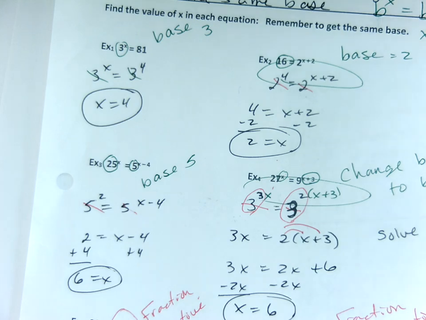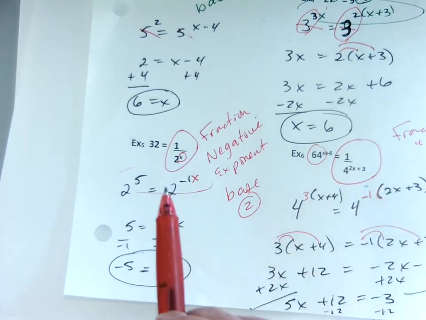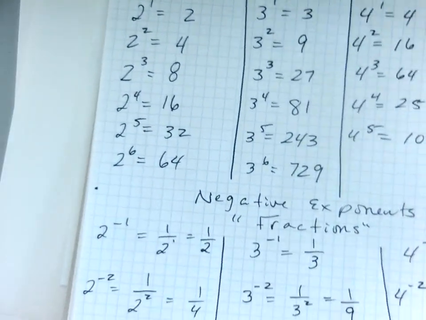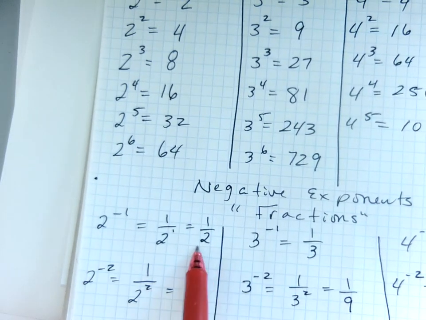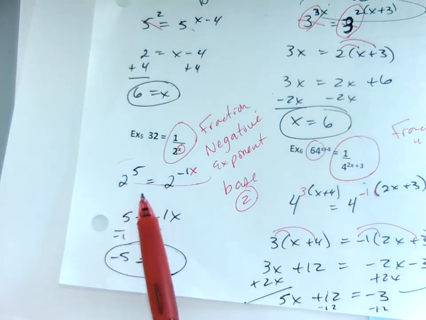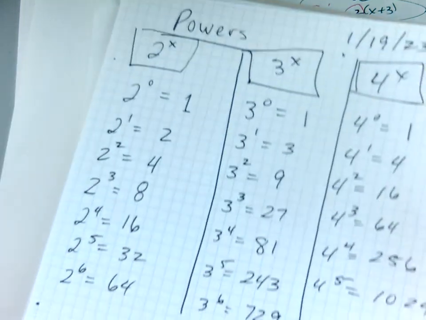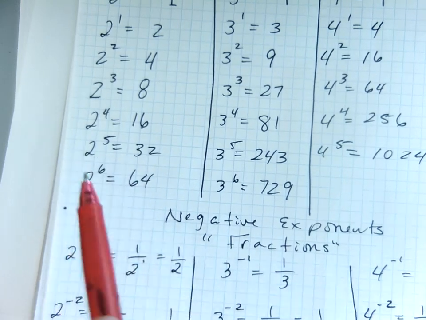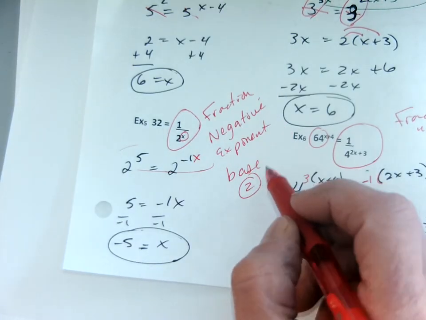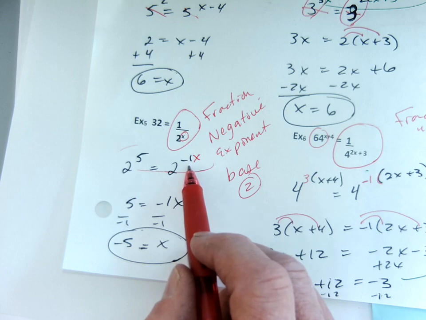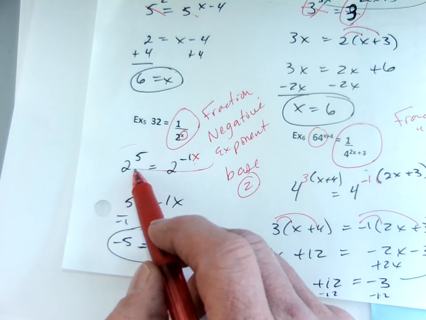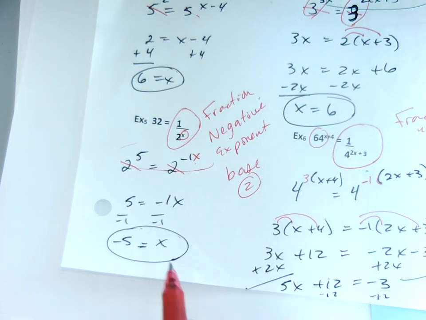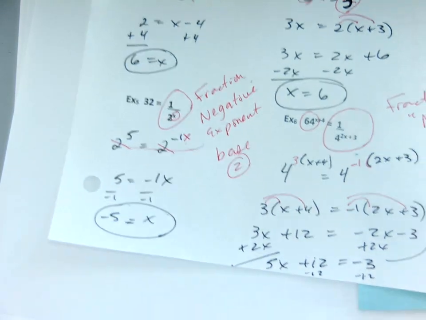Okay? Now what about negative exponents? Well, we know that 1/2 is the same as 2 to the negative 1, so my base is going to have to be 2. 32 is also base 2. It's 2 to the 5th. So I went to base 2. I made that 2 to the negative 1 with the x. Don't forget the x. And 32 is 2 to the 5. Once I get the same bases, I cross them off and I solve, and I got x equals negative 5.